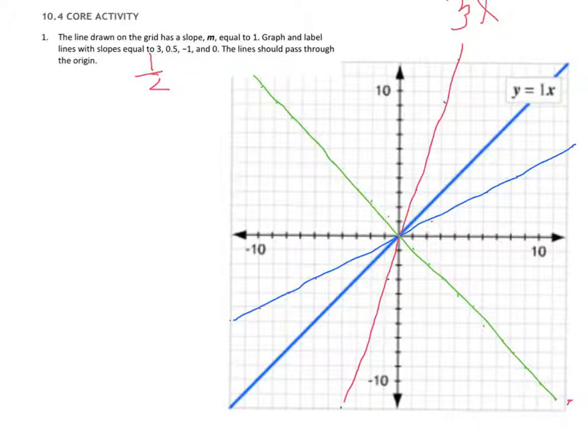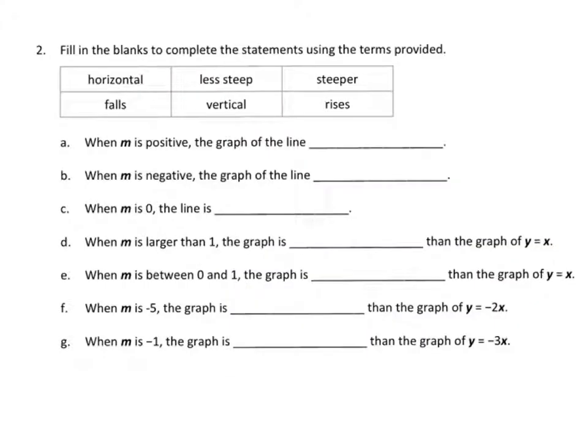And the last line has a slope of 0. A slope of 0, when we saw Terrence, would be that he was not moving. So on a graph, a slope of 0 would be right along the x-axis. All of these lines go through the origin. Pause here for number 2 and fill out letters A through G, comparing the slope of different lines, and then restart it to check your answers.